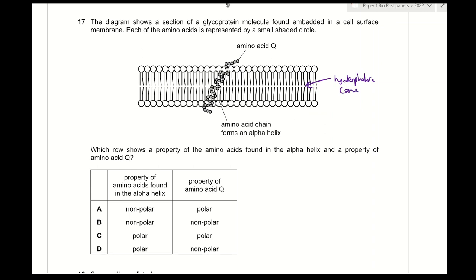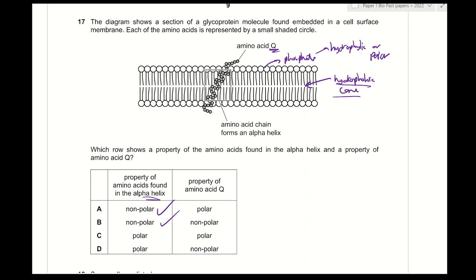which is made of fatty acids. Now, the substance found in the hydrophobic core is also going to be hydrophobic or nonpolar. Therefore, this alpha helix part is definitely going to be nonpolar. And we see here that the amino acid Q is found at the outside, or the phosphate part of the membrane. And this part is actually hydrophilic or polar.